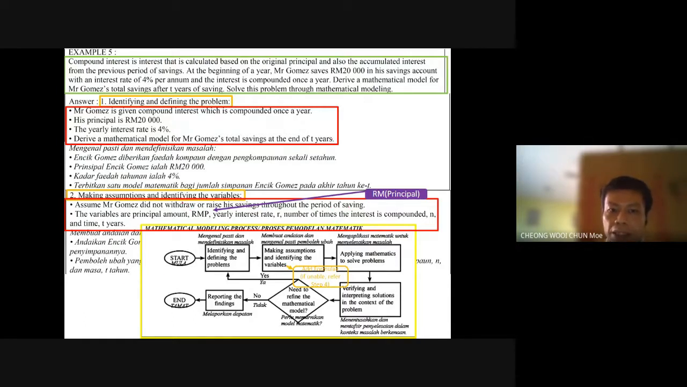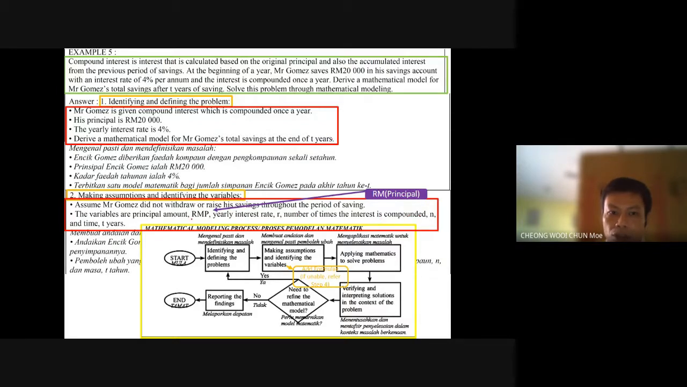Okay. It means he didn't take out his money. The principal is still there. And he didn't take out the interest that he earned, he gained. The variables will be the principal, and then the yearly interest rate, and the number of times the interest is compounded.